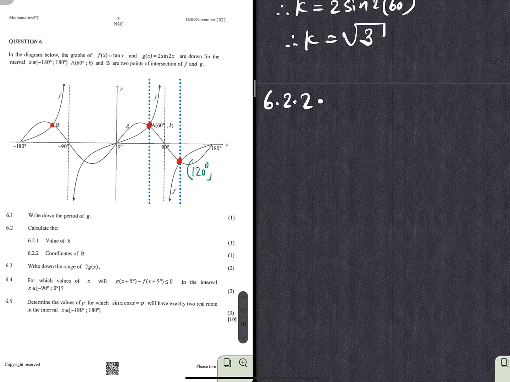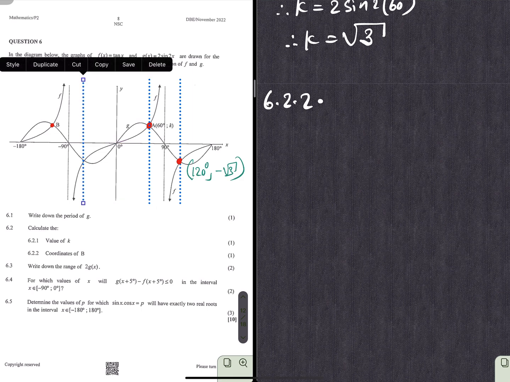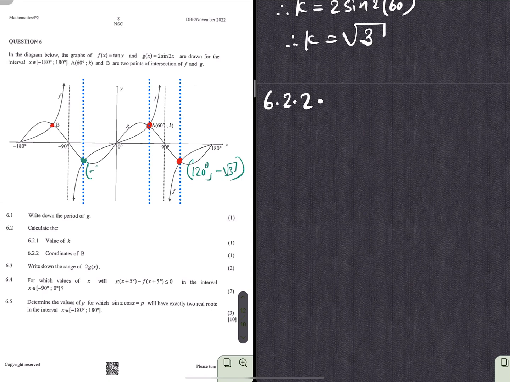But the value of k is going to be negative square root of 3 because it's below the x-axis. And these points are primarily a reflection of each other. Now, check something. If I go to the left, it's somewhere there. So this tells me that, let me just make it that way. Check. At this point, that is negative 60 degrees and negative square root of 3.